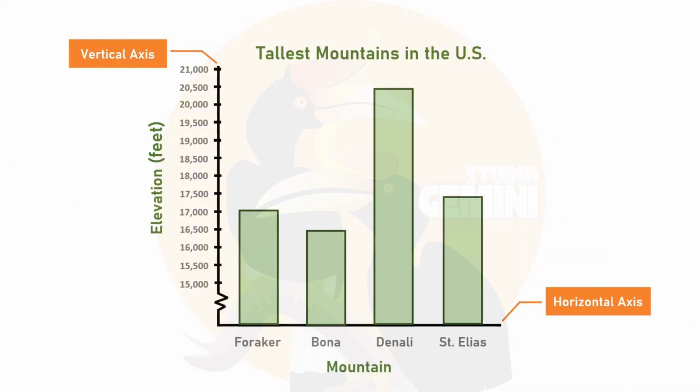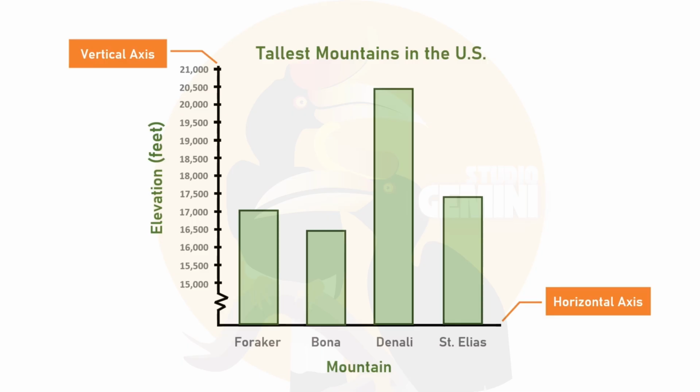Now, looking at our vertical axis here on the left side, we see a list of numbers. These numbers show the different levels of elevation from 15,000 feet to 21,000 feet in steps of 500 feet. Now, you may be wondering, why does the elevation level in our vertical axis start at 15,000 feet? Well, notice that our bar graph includes a squiggly line on the vertical axis. Why is this squiggle here and what does it mean?